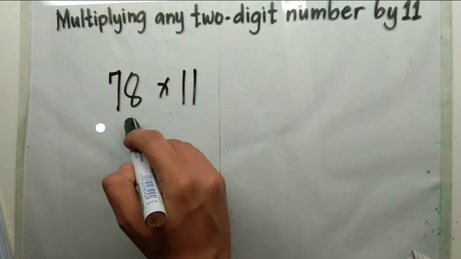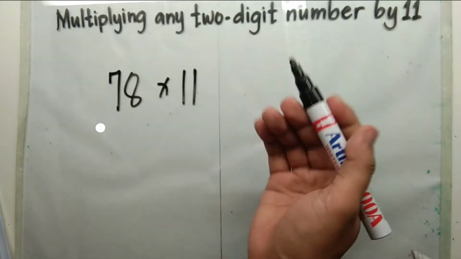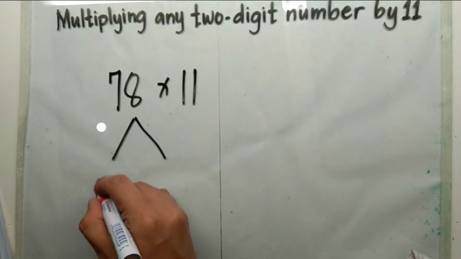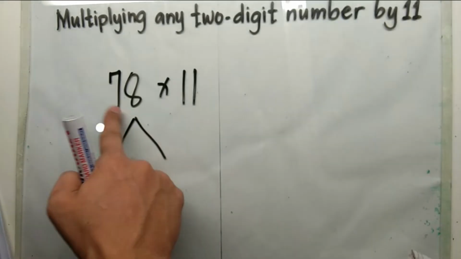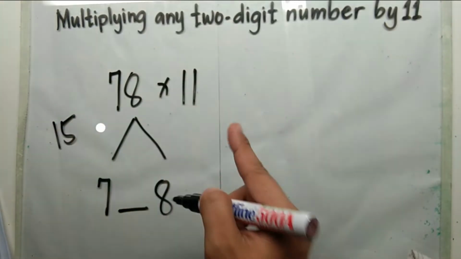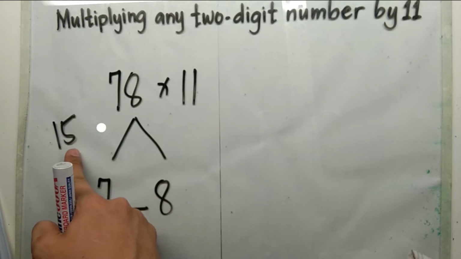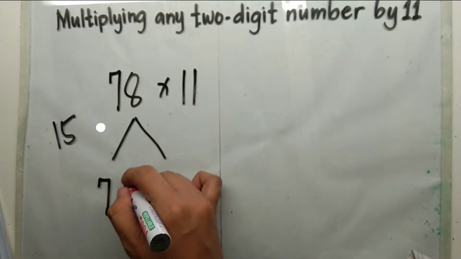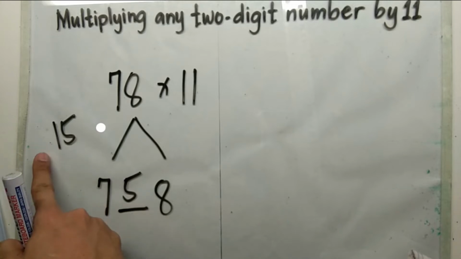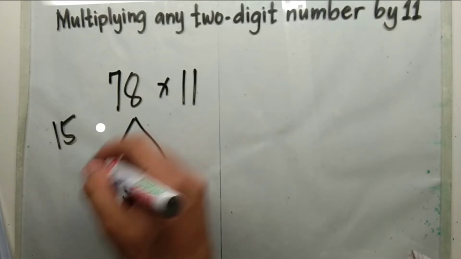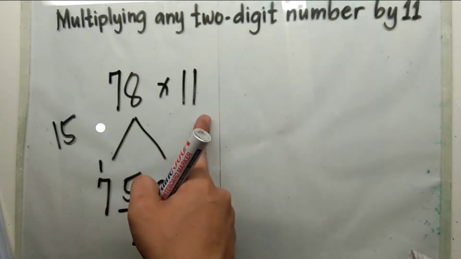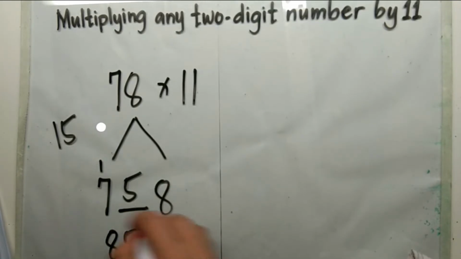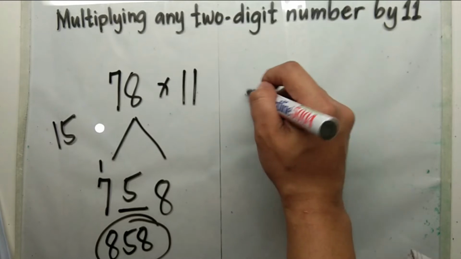Another example, let's say 78 times 11. So following the steps earlier, separate the digits of the number 78 into 2. 7, 8. Leave a blank in the middle. Now in this case, since the sum of 7 and 8 is 15 and that is more than 9, place the units digit of the sum, which is 5, in the blank, and the tens digit, which is 1, will be added to the hundreds place of the product. So this is plus 1. So in this case, the product now of 78 and 11 is 858.